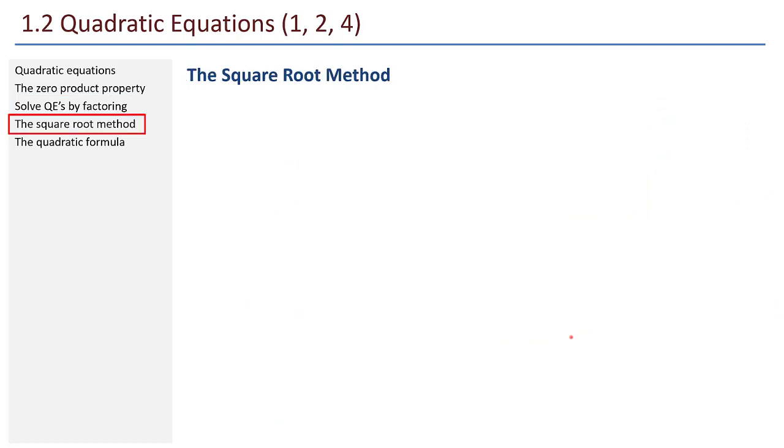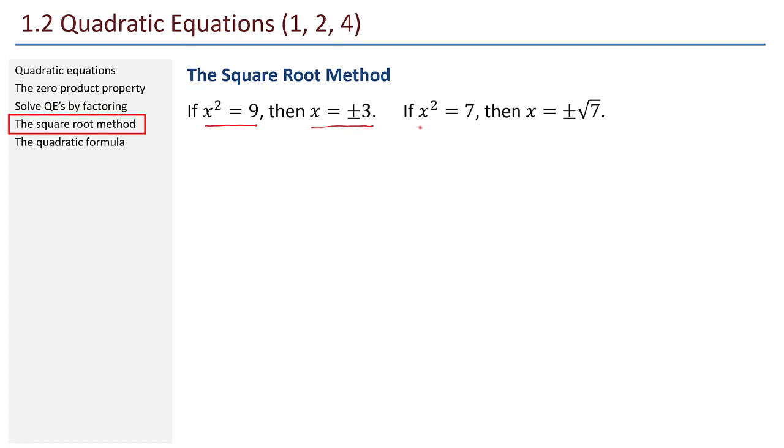The square root method. Here is another way that we can solve equations when the equations have a nice form. So first, notice, if x squared equals 9, then what is x? X has to be plus or minus 3. 3 squared is 9, and negative 3 squared is 9. If x squared equals 7, then x is either the square root of 7 or negative the square root of 7.